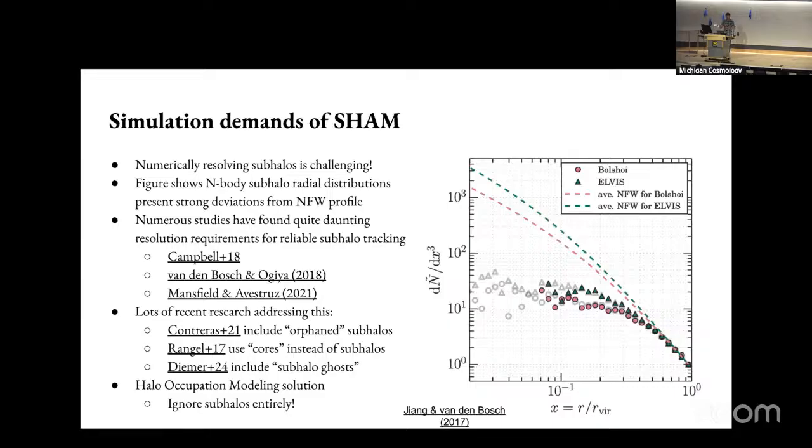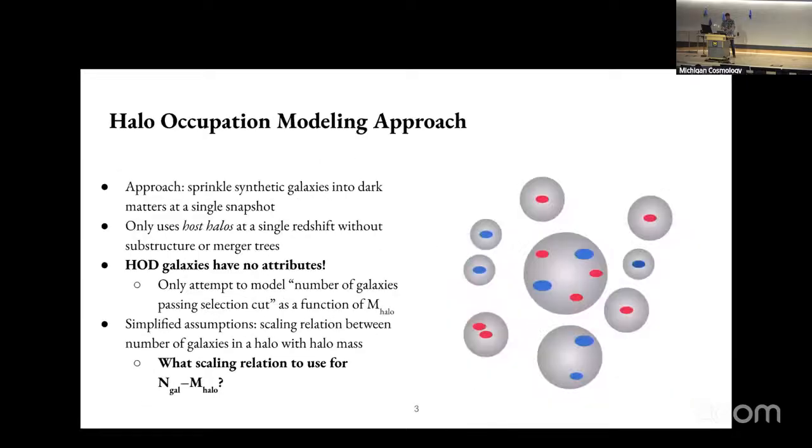There's lots of active research in this area, quantifying the extent to which this is a problem, and also looking for solutions to traditional subhalo finding. I've given links to several of these here. I would mostly like to move on to talk about a long-standing alternative solution to that problem, which is to simply ignore subhalos entirely and use only host halos in your model of the galaxy halo connection. A general term for this approach to the galaxy halo connection is halo occupation modeling.